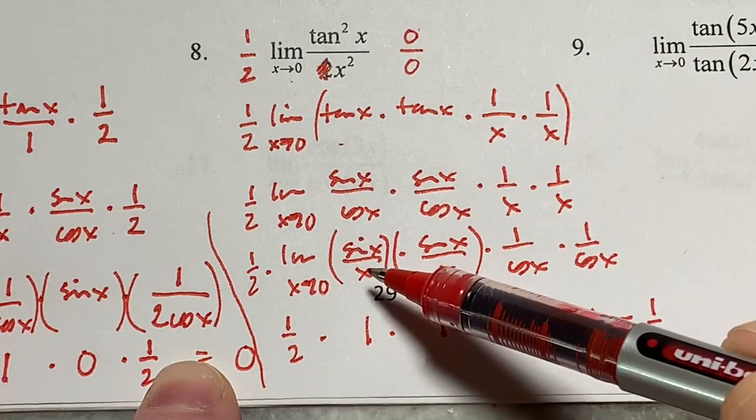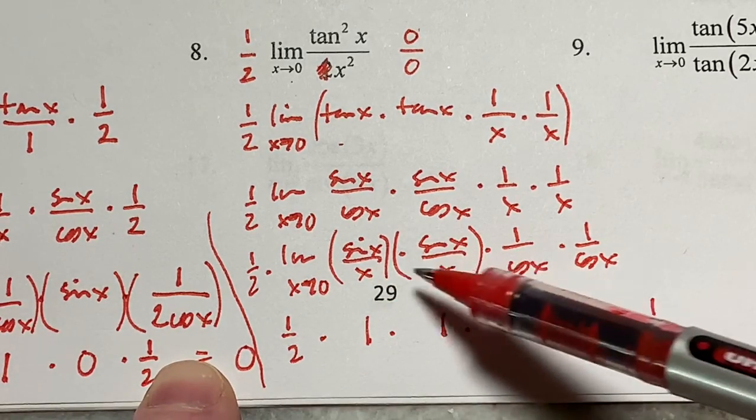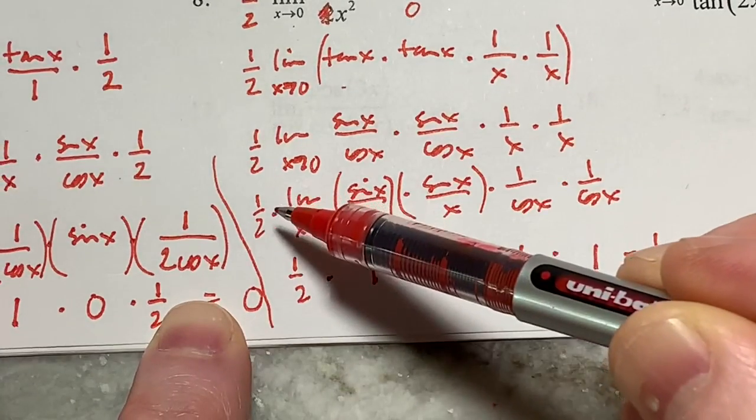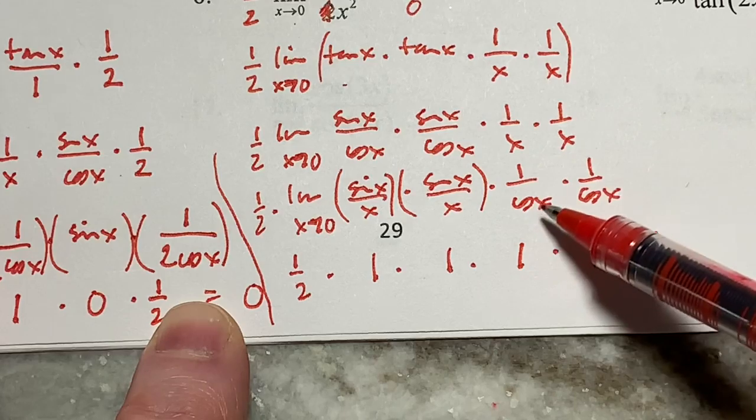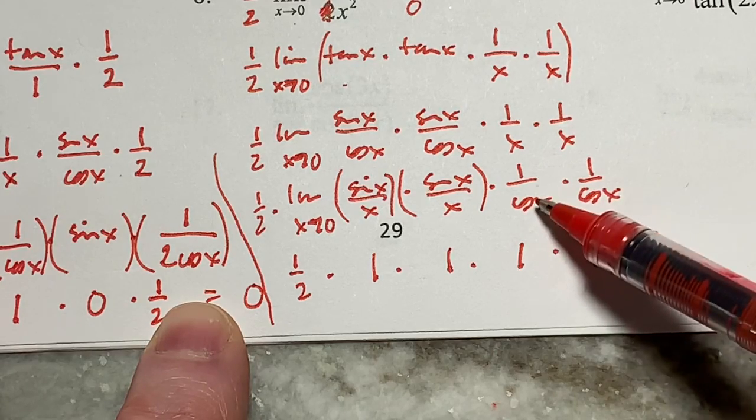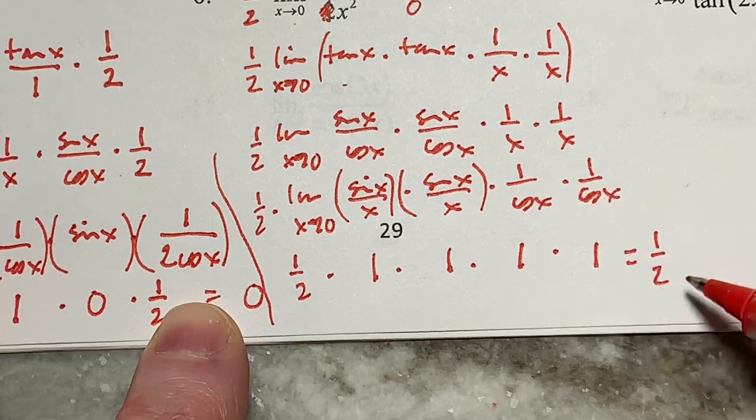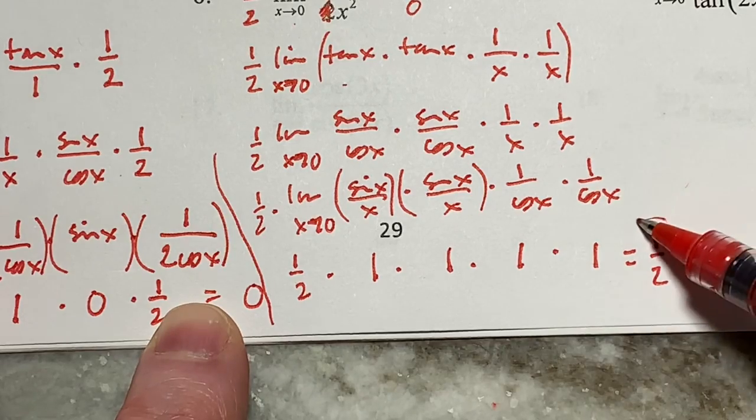And now look, I've got a rule. Both of those are equal to 1. Don't forget I can drop that 1/2 down because I factored that constant out. And then when I plug a 0 in here with the limit, cosine of 0 is 1, so 1 over 1 is 1, 1 over 1 is 1, and the whole product gives me a 1/2.